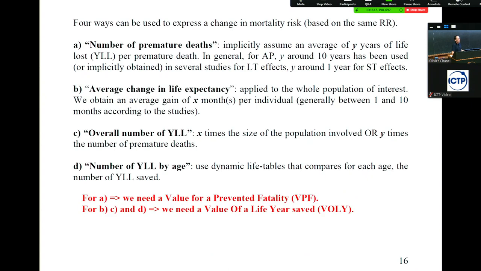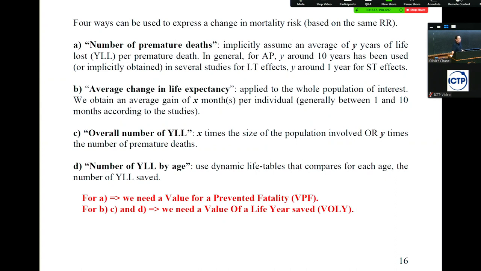And there are four main ways to express a change in mortality risk, and they can be based on the same relative risk of death associated to a given level of air pollution exposure. The first one is to count the number of premature deaths, and you implicitly assume that there is an average of Y years of life lost per premature death. In general, it's about 10 years for chronic mortality, 28 years I've seen in one of the presentations yesterday or the first day. It depends really on the assumption made, but the order of magnitude is like that for chronic mortality. And for acute mortality, for short-term effects, it's around 1 year or several months. It depends on the level of exposure here again.